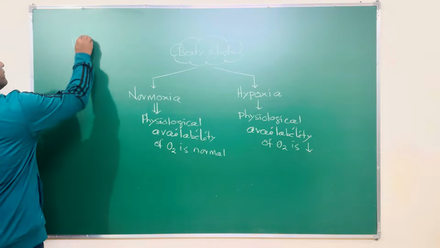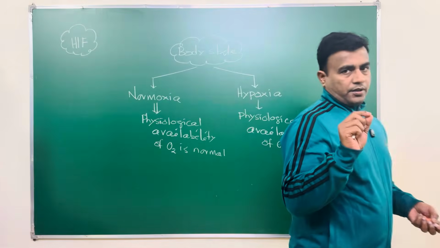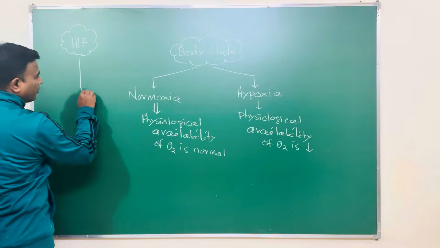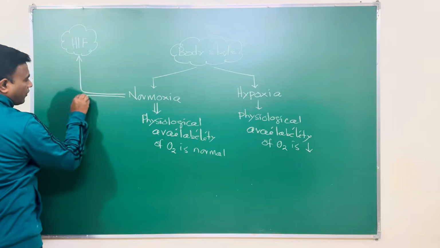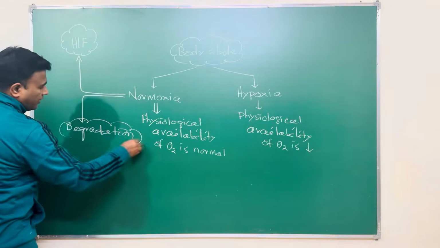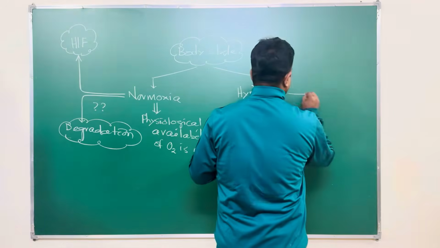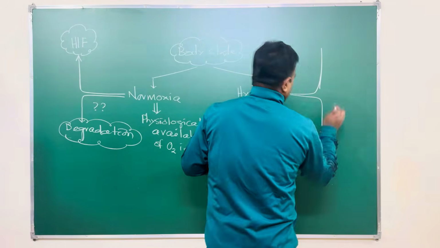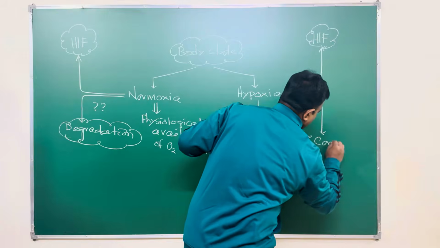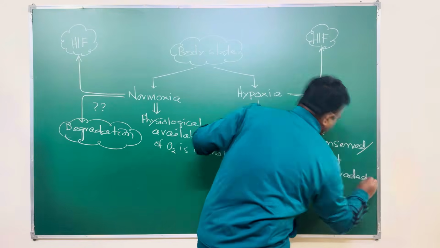This point is very important: hypoxia inducing factor is always present, no doubt about that. But when normoxia is there, this HIF undergoes degradation, and by what mechanism does this degradation occur? During hypoxia, this HIF is conserved, meaning not degraded. This is what we got from the previous one.